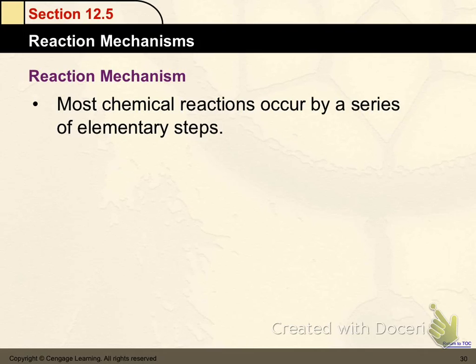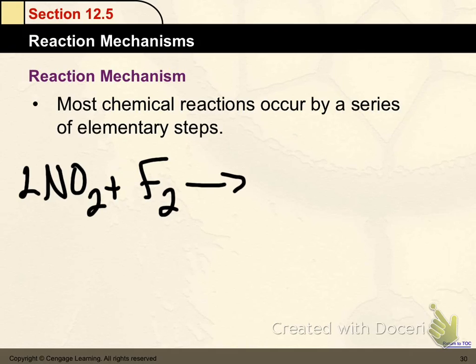There's a couple of things to remember. First of all, we want to understand that most chemical reactions actually occur by a series of elementary steps. So what we see in a particular chemical equation, I'm going to write one up here. Let's say we've got nitrogen dioxide, and to that we're going to add some fluorine gas. If we combine these two, we're actually going to get just a synthesis equation, and we'll get NO2F, and we're going to get 2 molecules of that.